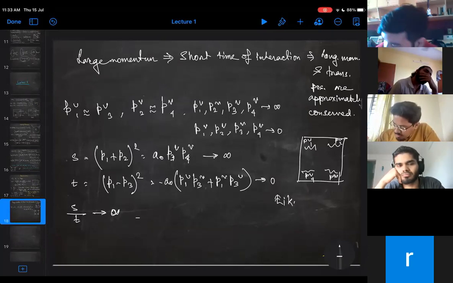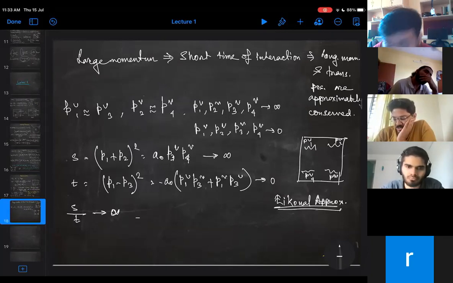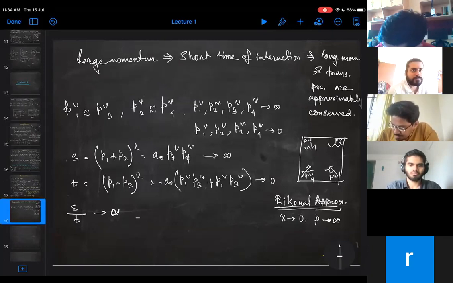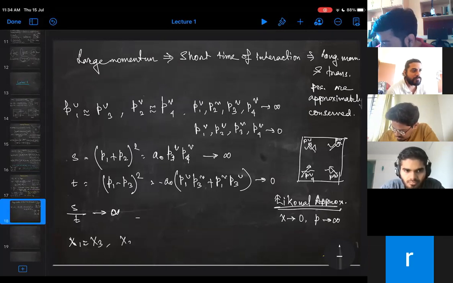This is what is known as the eikonal approximation. The name comes from optics, where this limit goes from wave optics to geometrical optics. The limit is lambda going to zero, which here is P going to infinity. So instead of thinking of them as delocalized wave functions, we can think of them as classical rays. Also, since the transverse coordinates are approximately conserved, we can write x1 is roughly equal to x3, and x2 is roughly equal to x4.